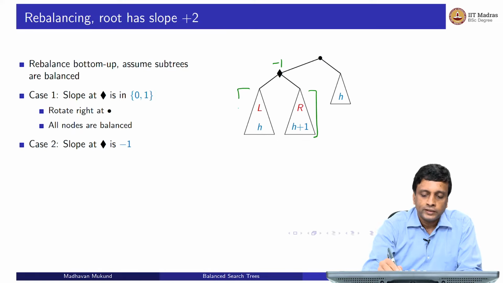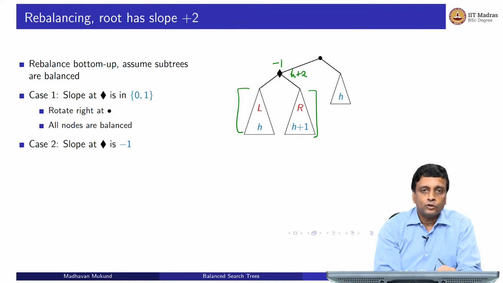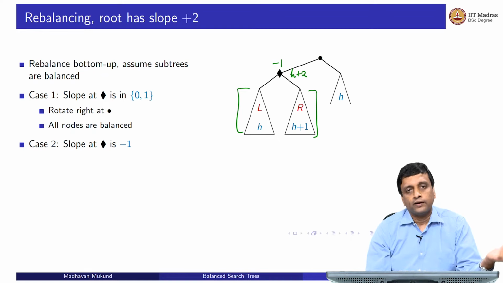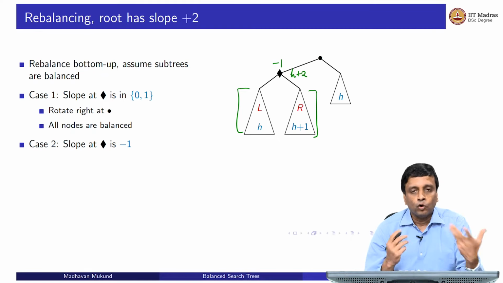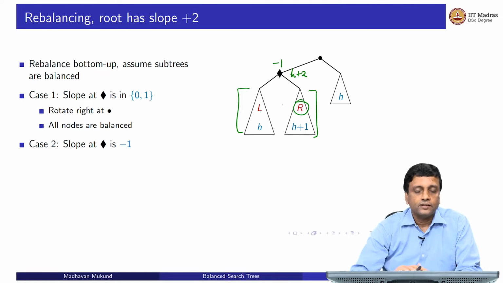This has to be h plus 1 and this has to be h, because I need to get a height of h plus 2 at this point. The only way I can get a height of h plus 2 at that point is to have one h plus 1 child, either left or right, and I know which one it is because the slope is minus 1. So, since this is h plus 1, I am going to expand this tree now.